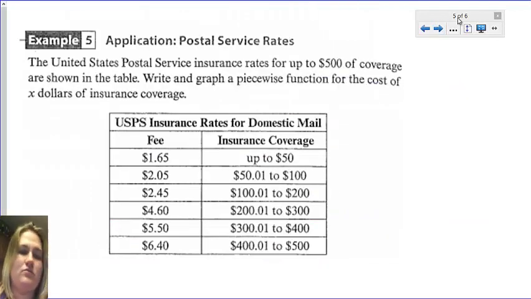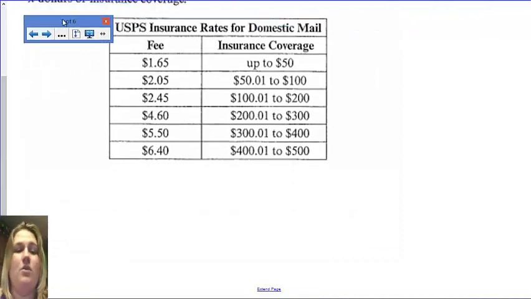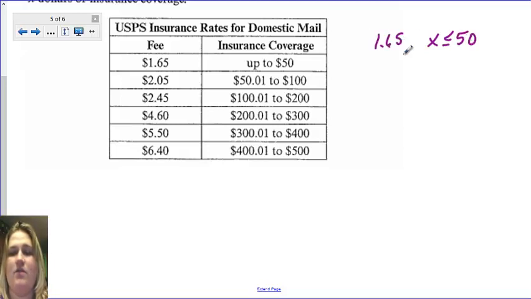Last example. Example 5 says United States Postal Service insurance rates for up to $500 of coverage are shown below. Write and graph a piecewise function for the cost of x dollars of insurance coverage. So what you have to look at here is you have to come up with your functions. The fee is $1.65 for up to $50, so that means where x is less than or equal to $50, it's that $1.65.